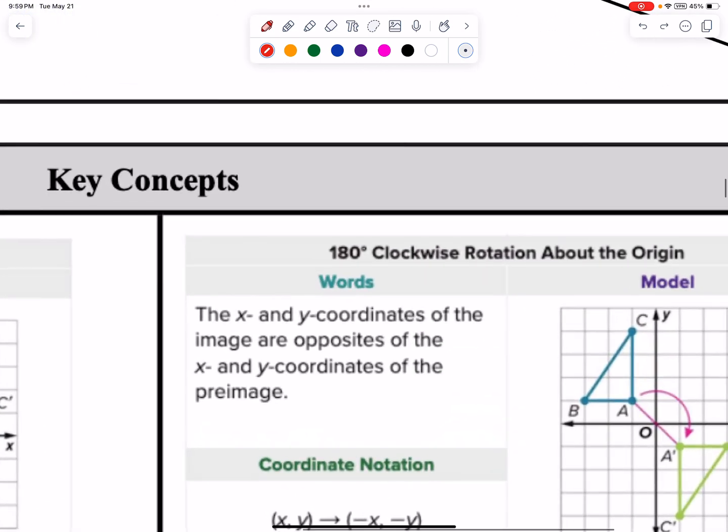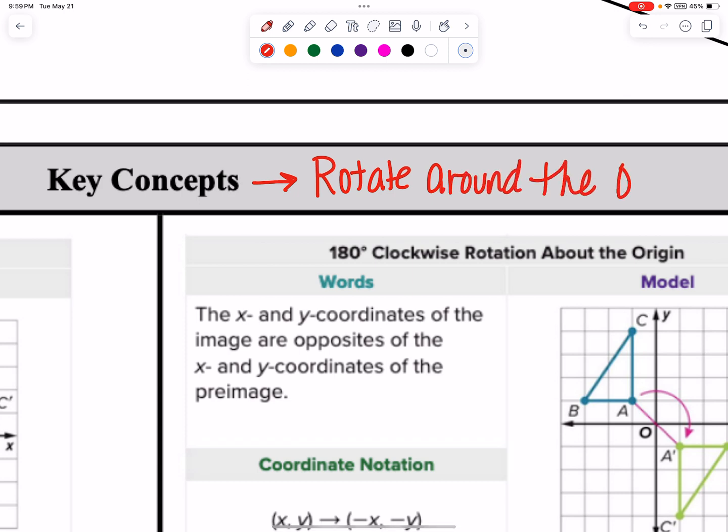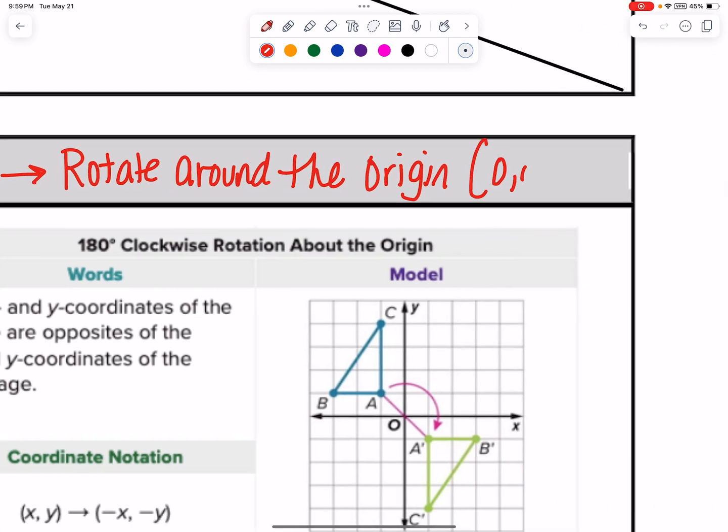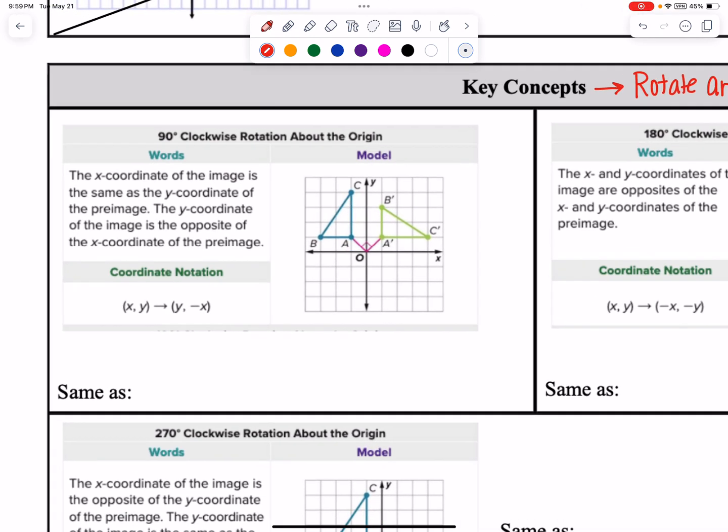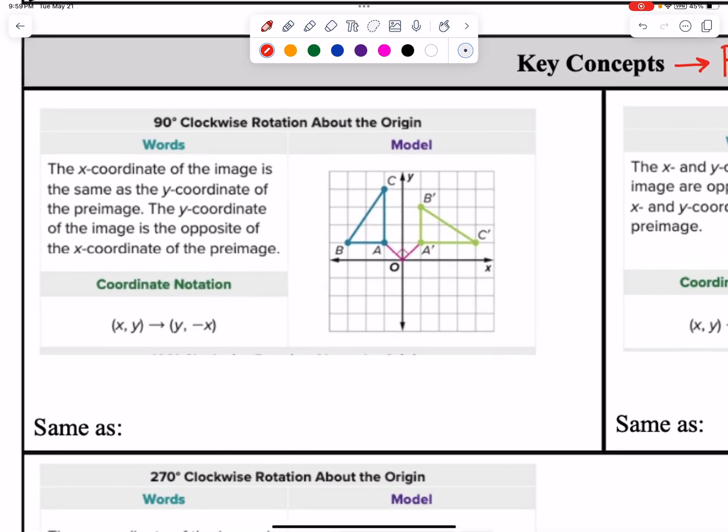I do want you to be aware of a new key concept here. For this one, now we're going to rotate around the origin. And remember, what is the origin? The origin is ordered pair 0, 0. Because remember, when we were talking about is a line proportional, it had to go through the origin and be a straight line. So we've talked about that word before. All right, so 90 degrees clockwise around the origin.